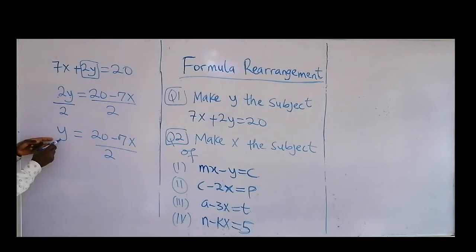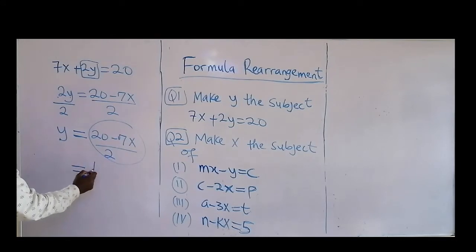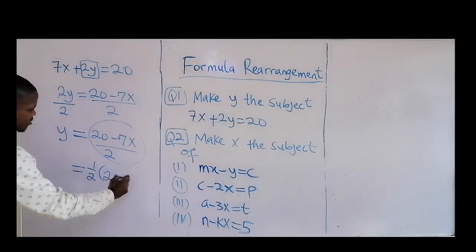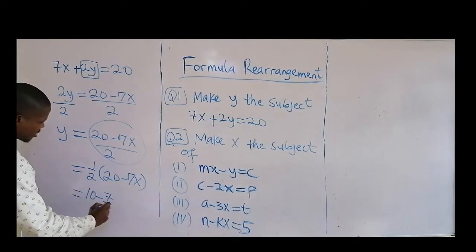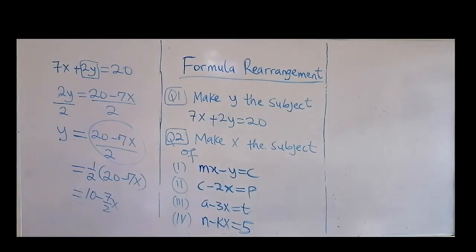You can now see that y is the only letter we have here, equal to a certain expression. So that's what we call the subject of a formula. You just have that particular variable being equal to something. We can play with this if you want to. This could be half into bracket 20 minus 7x, and if you want to go further, just open the bracket. That will be 10 minus 7 over 2x. So that's that for the first case, question 1.